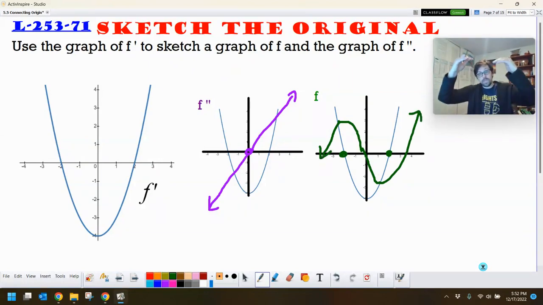Now, this might shift up or it might shift down. We don't know exactly how tall that thing is or how low that thing goes, but it should look something like that. It should have that cubic shape because if we took the derivative of a cubic, we'd get a quadratic.